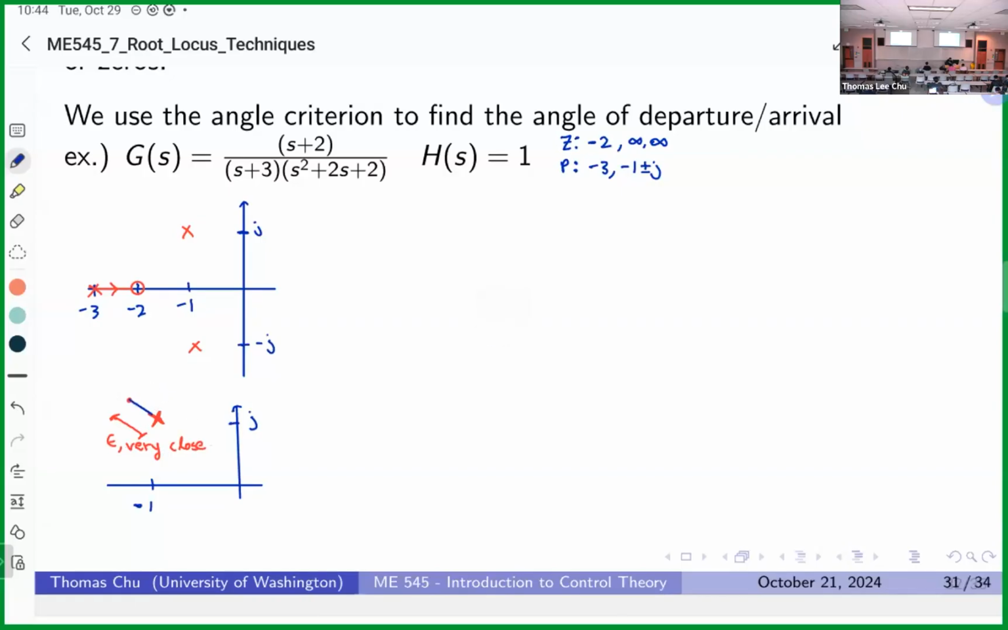And so then what we're trying to find is this angle here. I'm going to call this theta 1. We're trying to find theta 1. All right. So epsilon's basically at the pole. So what we're going to do is pick a point.